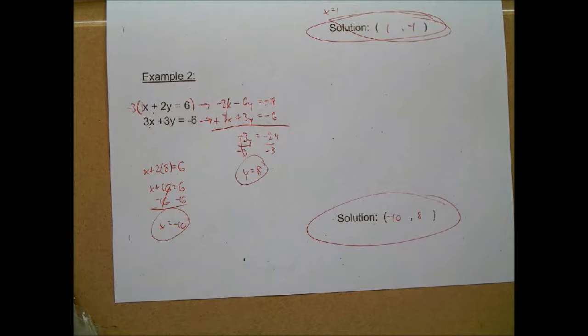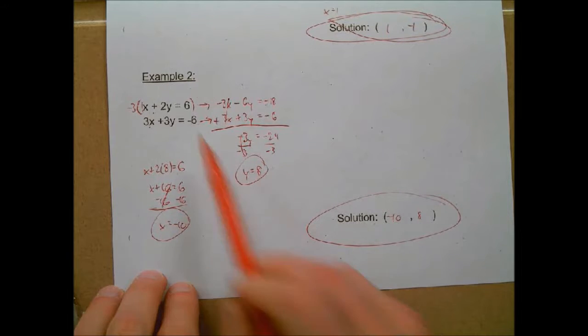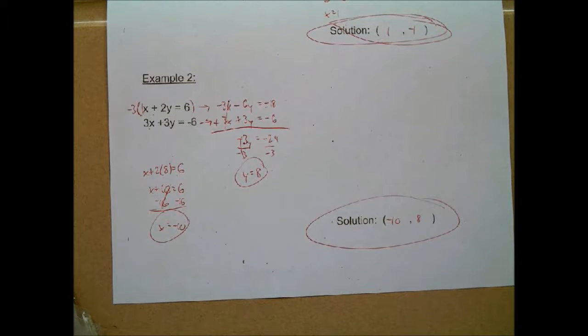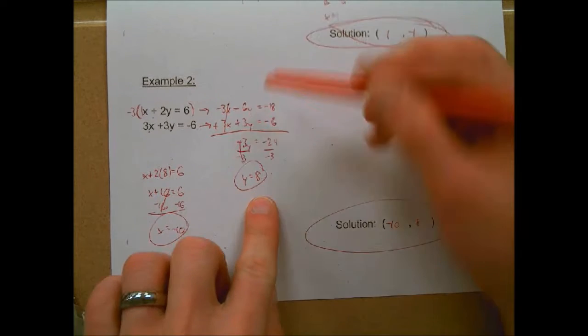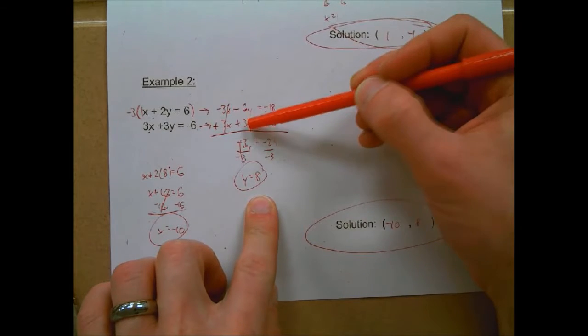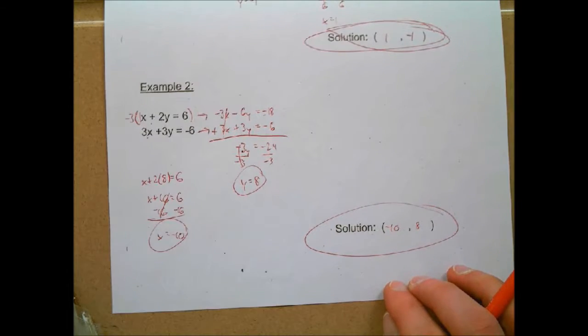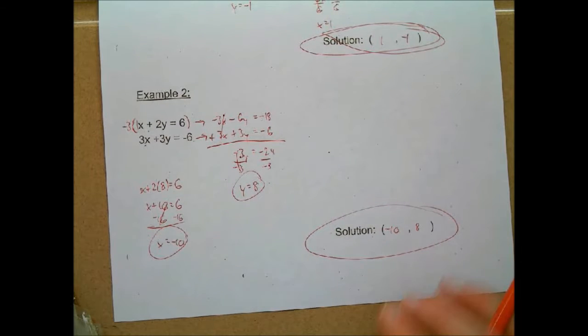I plugged that 8 back into the very original x plus 2y equals 6 there. I got you, Jackson. I plugged that into the very original problem. But you can plug that 8 into the y here, or the y here, or the y here, and then solve for the remaining x. Your choice. Okay? Questions on anything from 1 or 2 here?